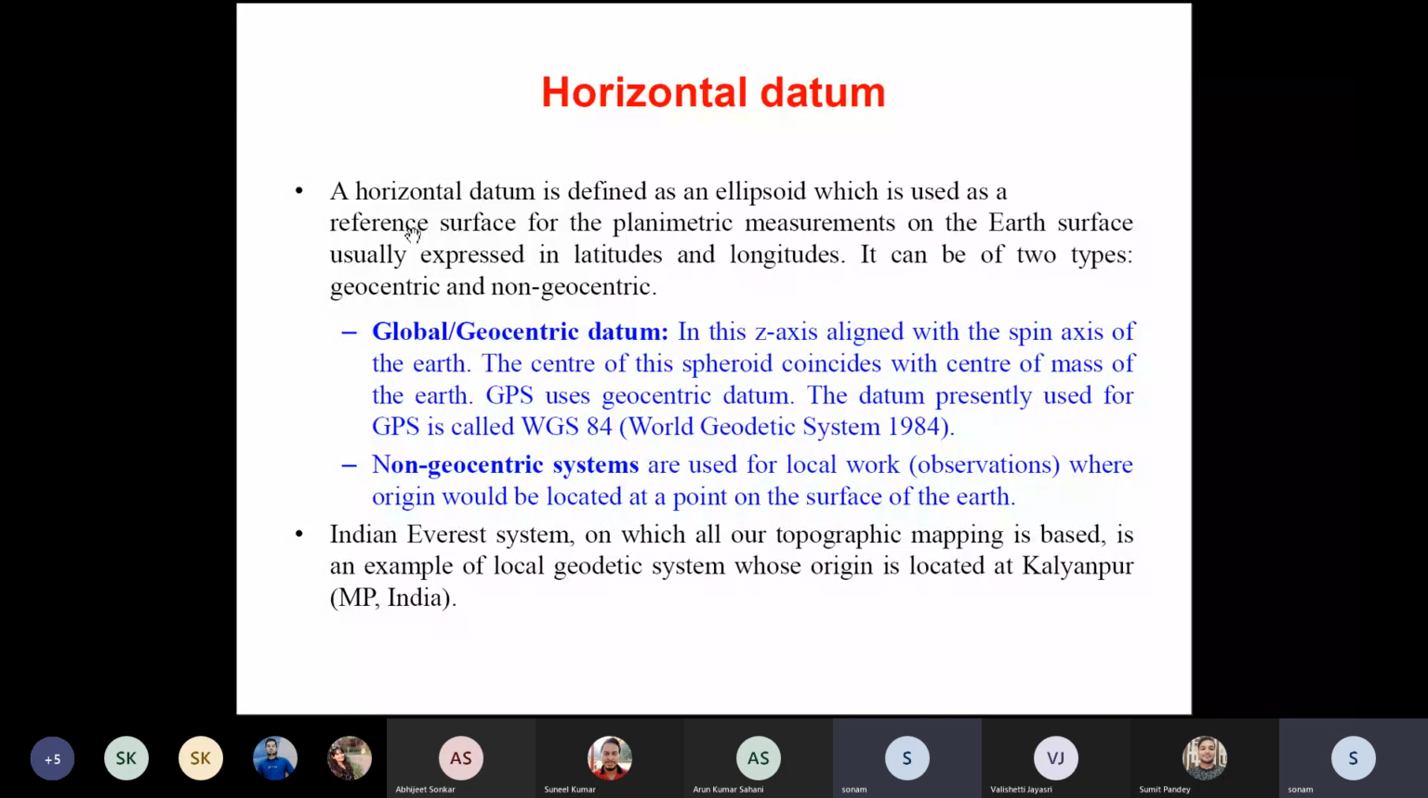For the horizontal datum, this WGS 84 is very popular. What is the full form of WGS 84? It is World Geodetic System. Write down the full form of WGS 84: World Geodetic System 1984.